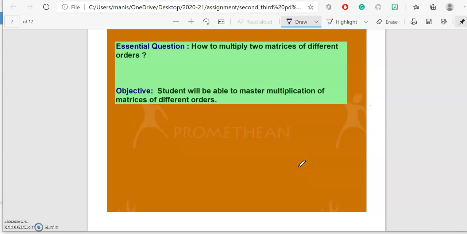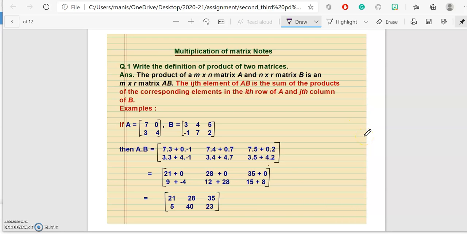Our essential question of the day is how to multiply two matrices of different orders. Our objective for the day is students will be able to master multiplication of matrices of different orders. Write the definition of product of two matrices.